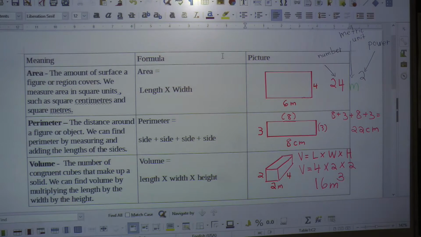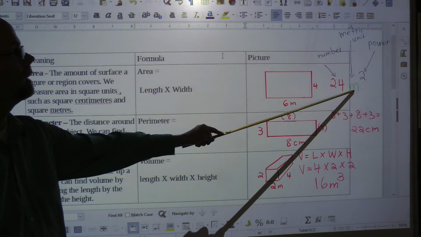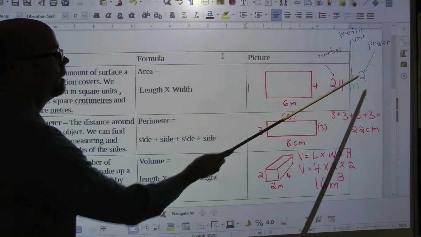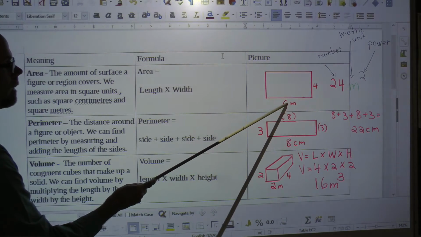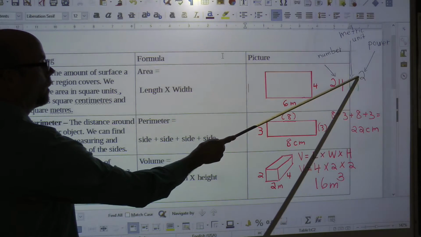In part 2 of our test, it's important to know the meaning of the following words. I have given you the definition for area, perimeter, and volume. Area equals length times width. This is a formula that you need to memorize. Practice the formula when you see questions, especially those involving rectangles and squares. When it comes to area, an answer is going to need a number, a metric unit, and a power. We have the 2 here, and it's called squared because we are dealing with 2 dimensions, a length and a width. 6 times 4, 24 meters squared.